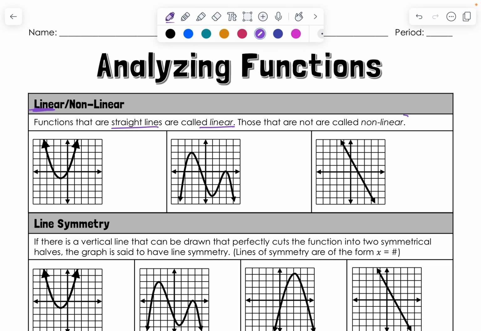If they're not a straight line, we call them nonlinear. So this first one would be nonlinear because it's not a straight line. This second one would be nonlinear because it's not a straight line. And this last one, yay, is linear. So that's one way we look at graphs and functions.